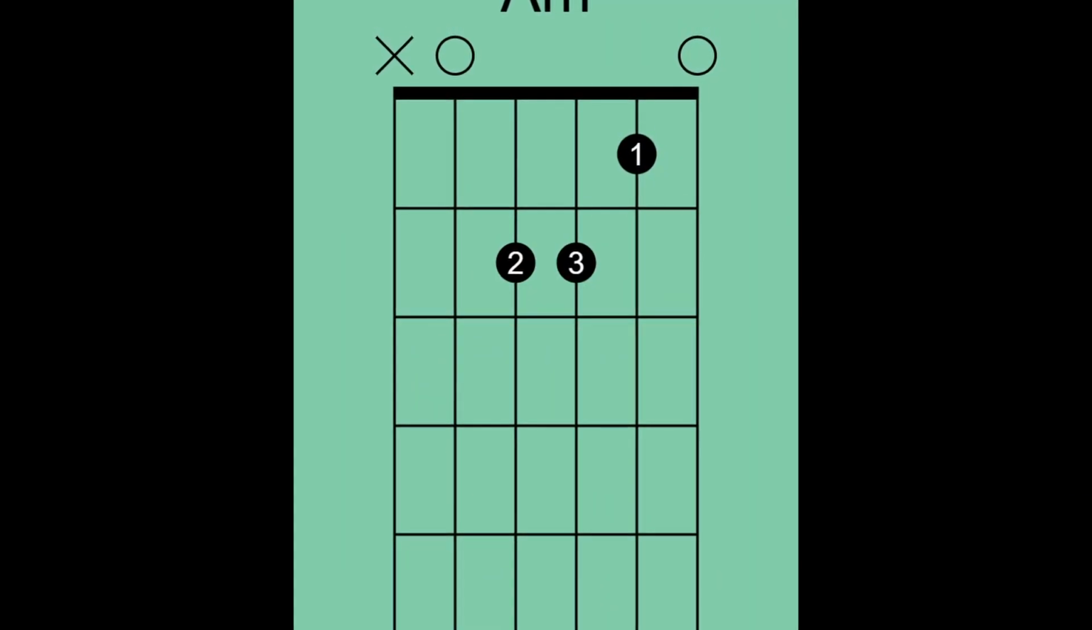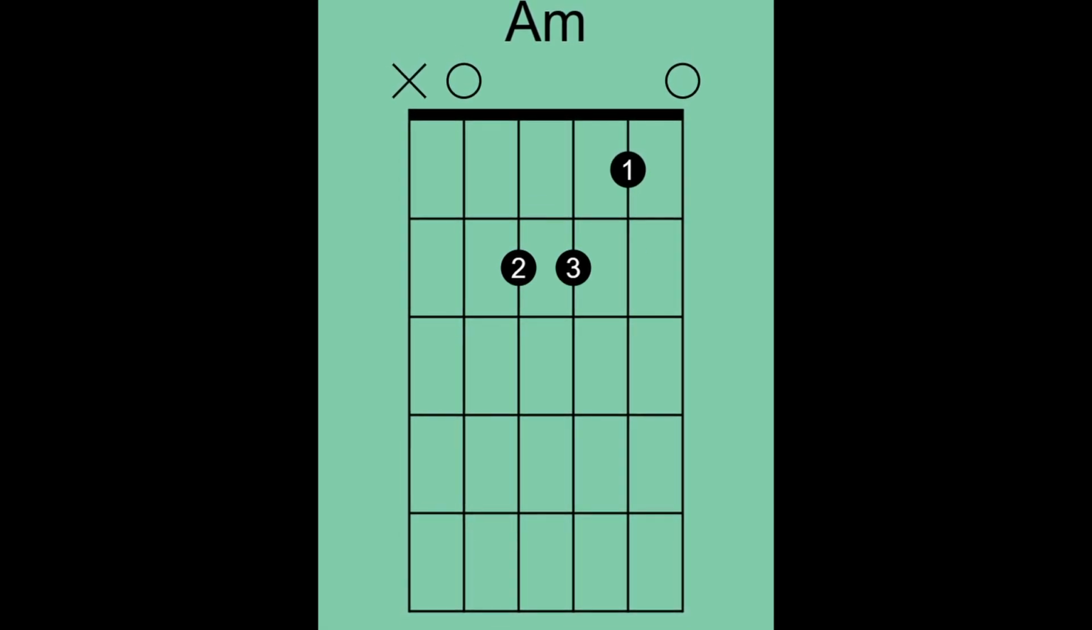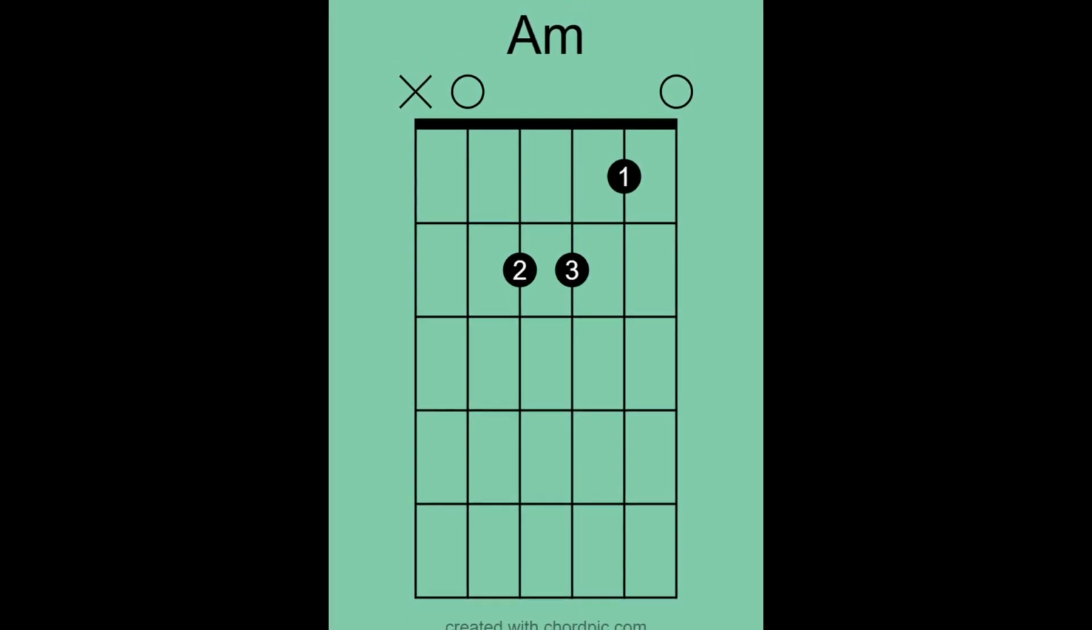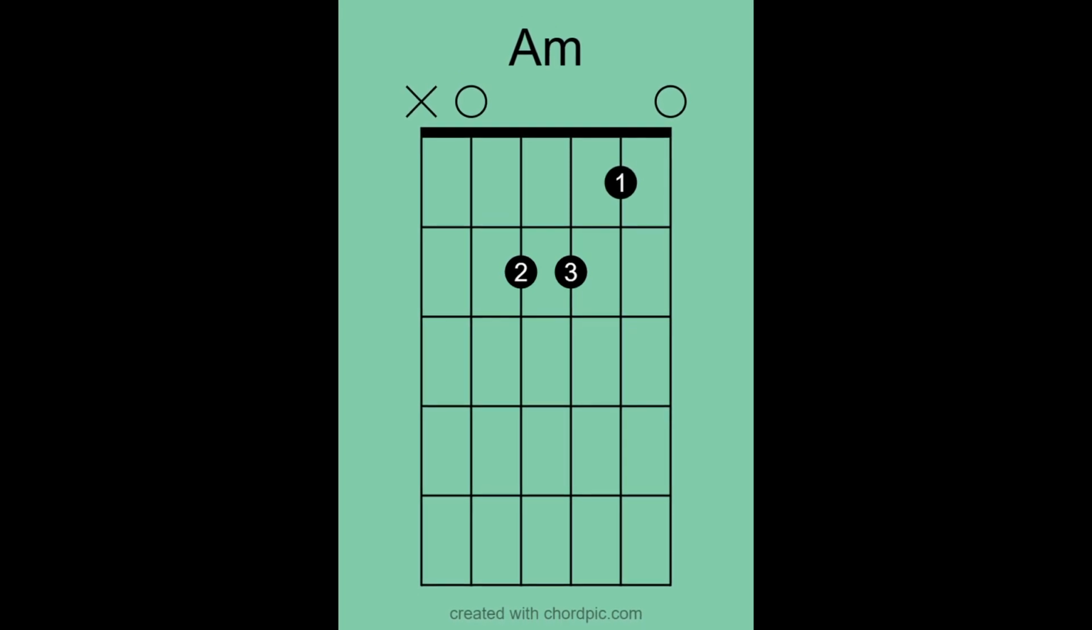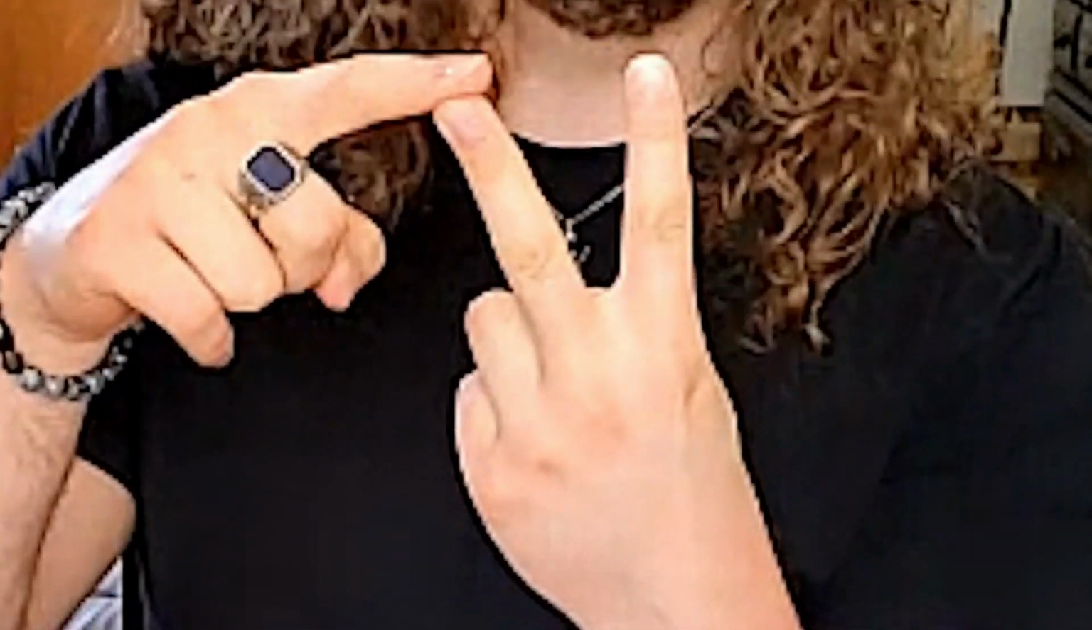A lot of chord diagrams you'll find will include numbers in these dots, and those numbers correspond with specific fingers that may be fretting the notes. Like if you see a 1, that represents your index finger, a 2 represents your middle finger, a 3 represents your ring finger, and a 4 represents your pinky.